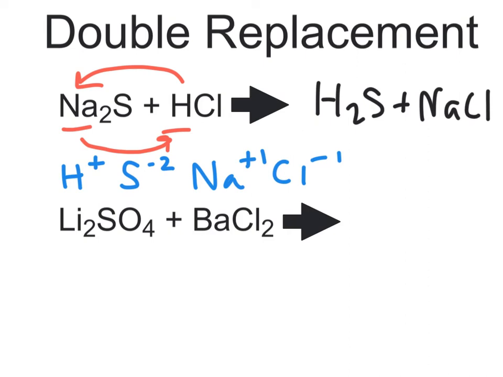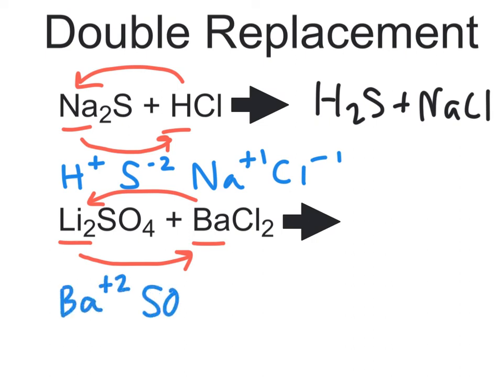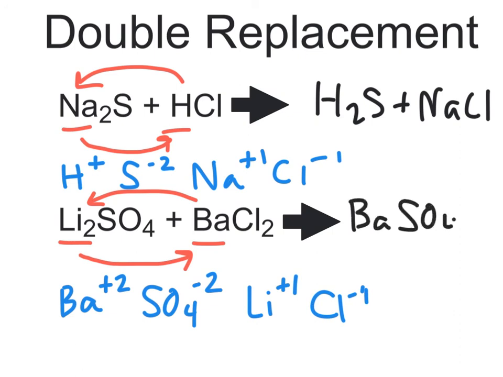In our second example, we're going to be switching lithium with barium. So lithium takes barium's place, and barium takes lithium's place. When we write out our symbols, we have barium, which has a plus 2 charge, combining with sulfate, which has a minus 2 charge. And we have lithium, which has a plus 1 charge, combining with chloride, which has a minus 1 charge. So our final formulas are going to be BaSO4, or barium sulfate, plus LiCl, or lithium chloride.